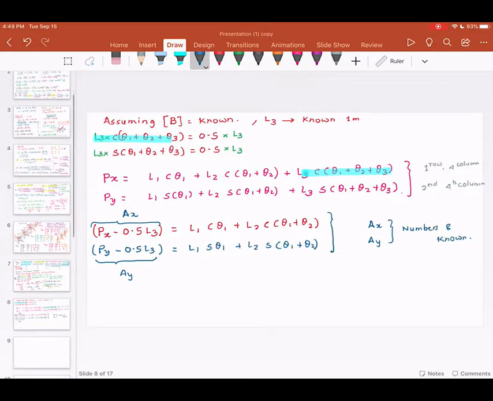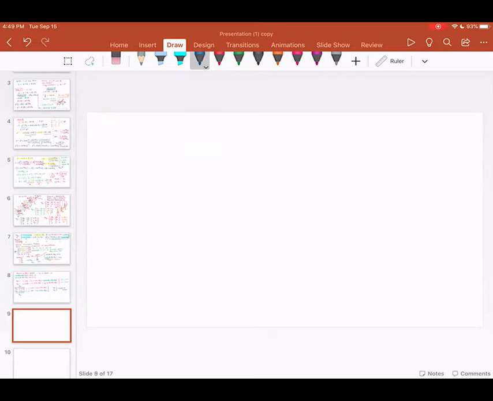So moving on, I have AX is equal to L1 cosine theta 1 plus L2 cosine of theta 1 plus theta 2. AY is equal to L1 sine theta 1 plus L2 sine of theta 1 plus theta 2.